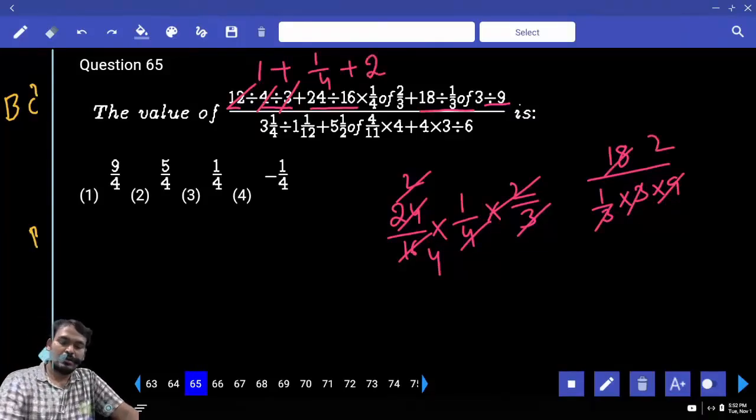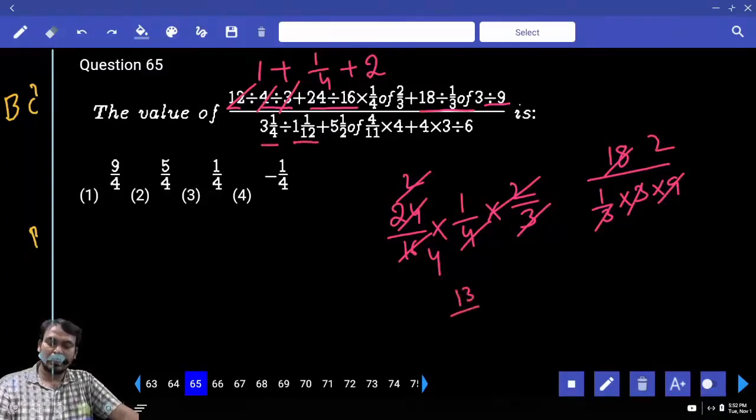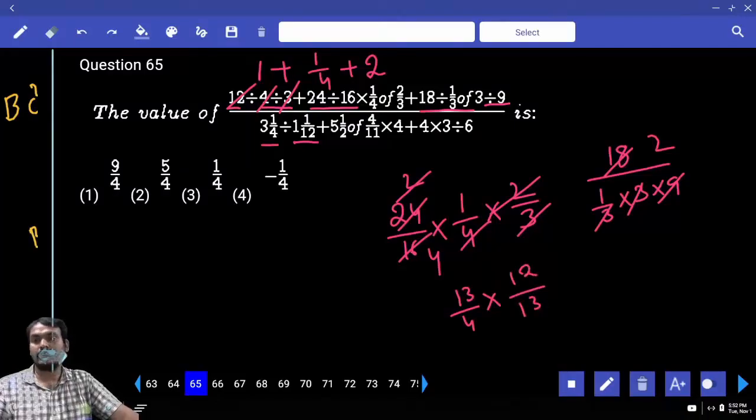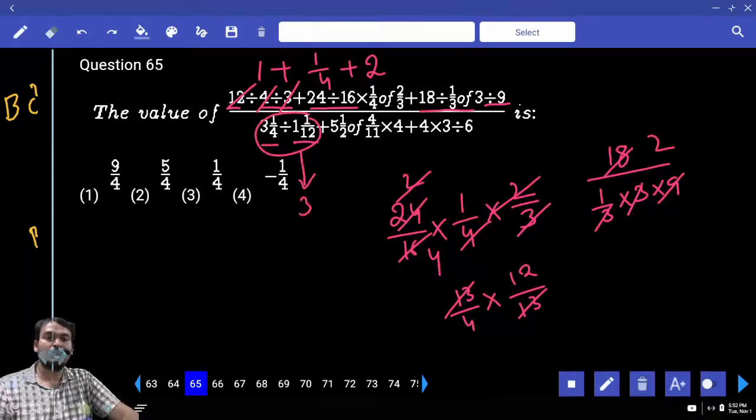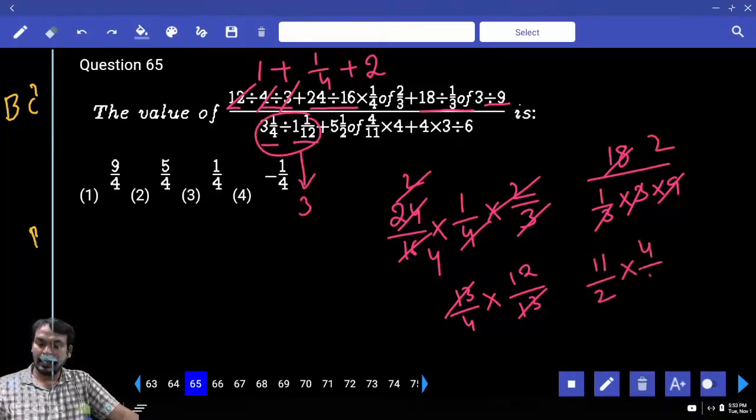What is the denominator? 3 1 by 4 divided by 1 1 by 12. 3 1 by 4 means 13 by 4 into 12 by 13 or not? Division becomes multiplication. 13 13 cancel. 12 by 4 means 3. 4 or 3? 3. It is 3. Second one, 5 1 by 2 means 11 by 2 into 4 by 11 into 4 or not?